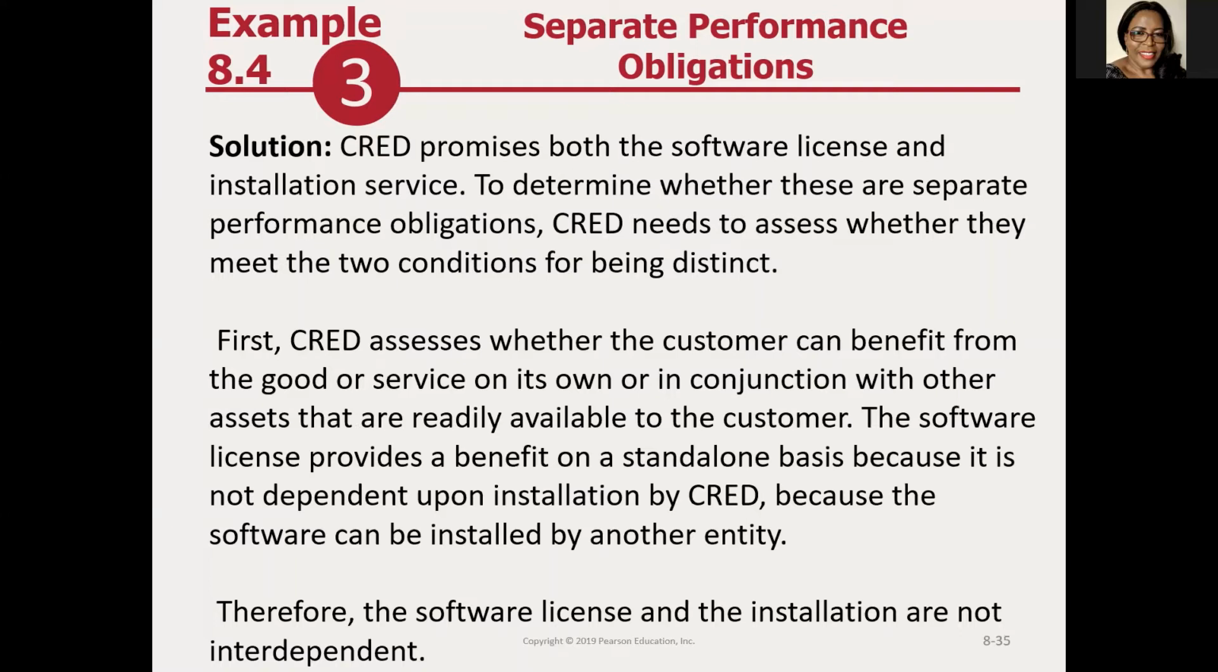Okay, so the solution is Cred promises both the software license and installation service. To determine whether these are separate performance obligations, Cred needs to assess whether they meet the two conditions for being distinct. First, Cred assesses whether the customer can benefit from the good or service on its own or in conjunction with other assets that are readily available to the customer. The software license provides a benefit on a standalone basis because it is not dependent upon installation by Cred, because the software can be installed by another entity.